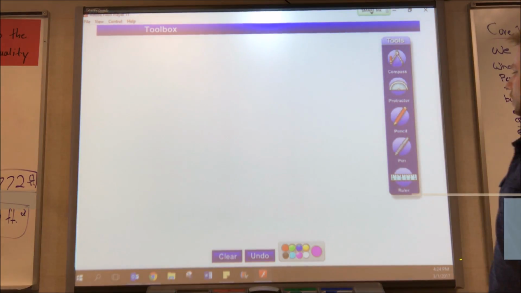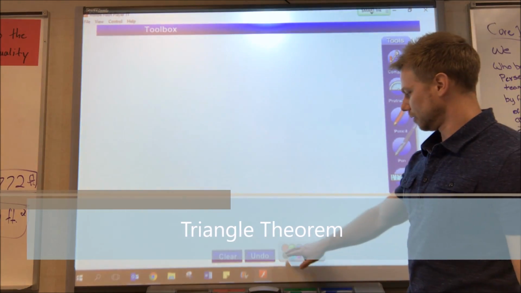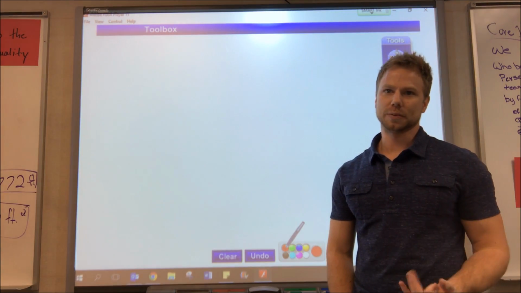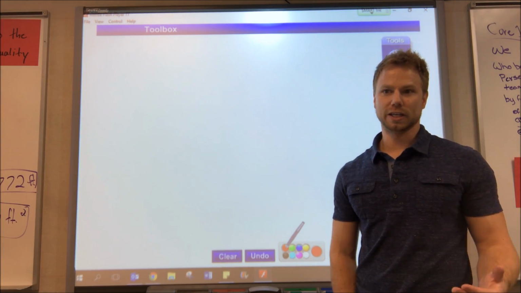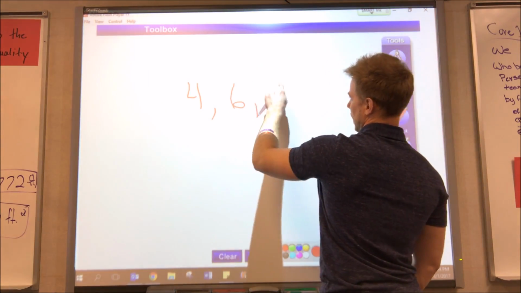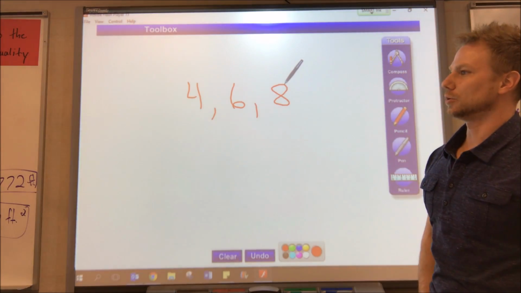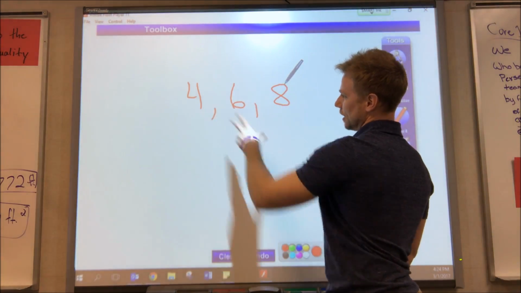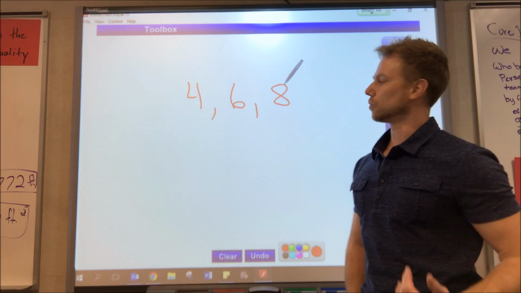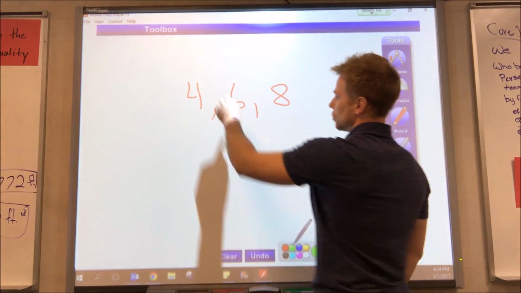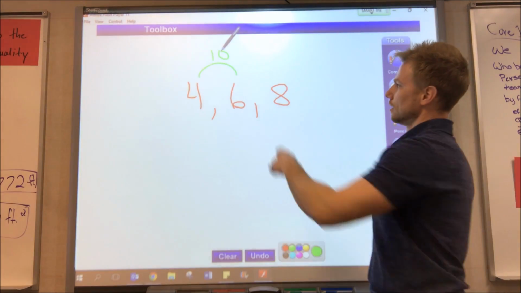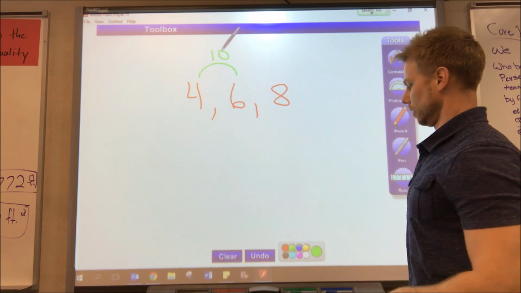Last thing I want to talk about is the triangle theorem, which is you can look at 3 side lengths and determine if it makes a triangle just by looking at those side lengths. So let's say we have 4, 6, and 8. What the theorem says is you pick any 2 side lengths and add them together. It needs to be longer than the third side in order to make a triangle. So if I pick 4 and 6, add those together, that makes 10. 10 is longer than 8, so it works.